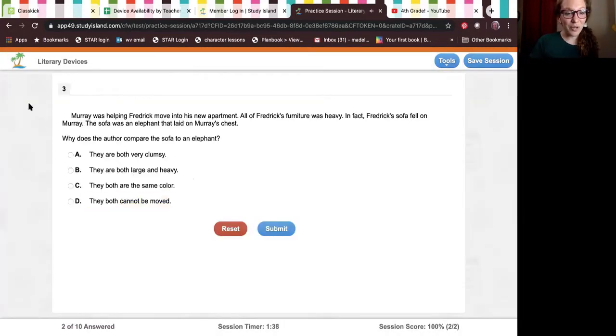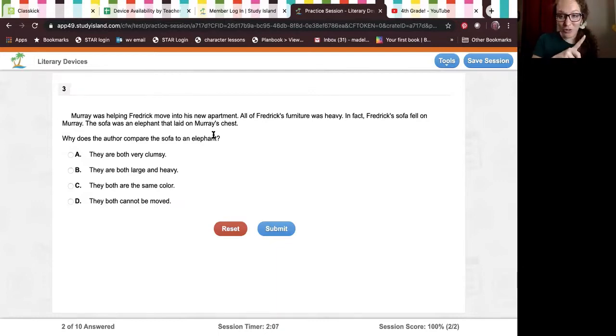The next question says, why does the author compare the sofa to an elephant? Let's read it. 1, 2, ready, read. Murray was helping Frederick move into his new apartment. All of Frederick's furniture was heavy. In fact, Frederick's sofa fell on Murray. The sofa was an elephant that laid on Murray's chest. Pop quiz question. The sofa was an elephant is an example of what kind of figurative language?